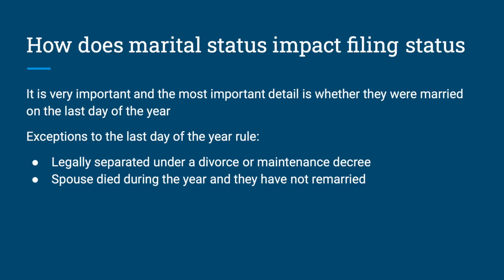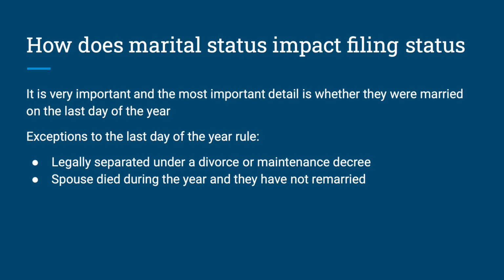So how does marital status impact filing status? Well, it's very important to know what the taxpayer's marital status is. And the most important detail is whether or not they were married on the last day of the year. This will usually tell us whether or not they can be considered married for their determination of their filing status. But there are some exceptions to the last day of the year rule. So first is if they are legally separated under a divorce or maintenance decree, or if the spouse died during the year and they have not remarried.